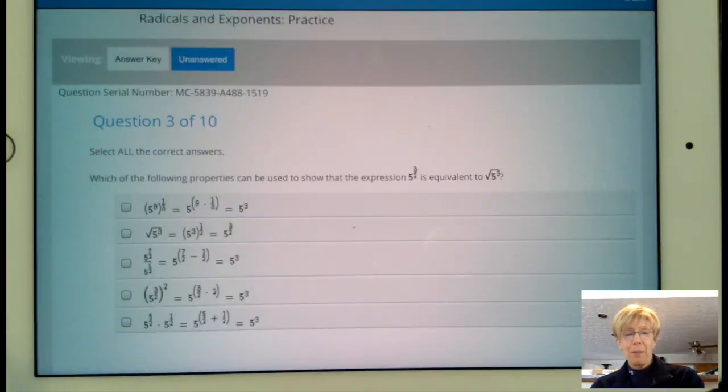Which of the following properties can be used to show that the expression 5 to the 3 halves is equivalent to the square root of 5 cubed? And again, we have to select all the correct answers.